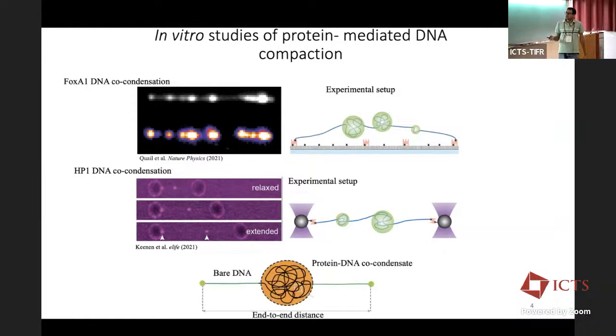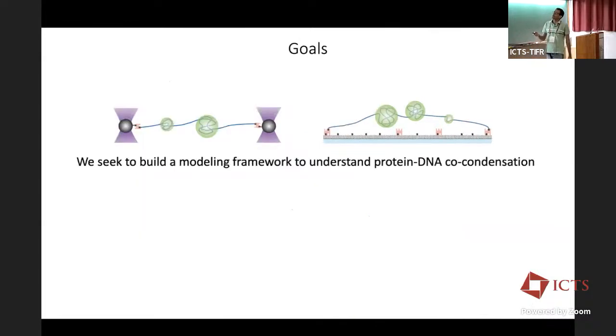Now, this is a schematic that describes what's happening here, that you have protein and DNA together, that's forming some sort of a co-condensate. In other words, it's not just proteins are condensing alone, but also the DNA is in a globular state. So the DNA is really getting compacted by the protein, and they're together participating in this process. It's not like the DNA is really a passive substrate. Usually the end-to-end distance is one thing that you can tune in experiments and so on.